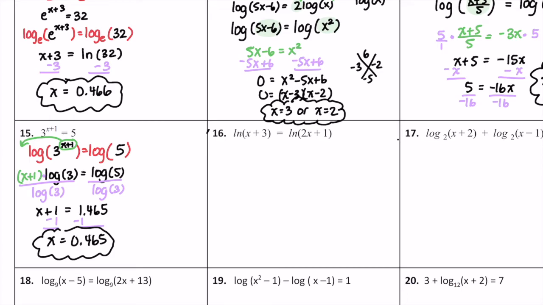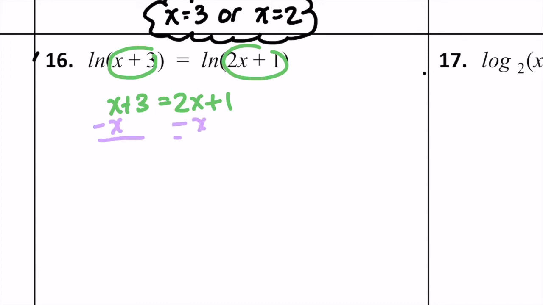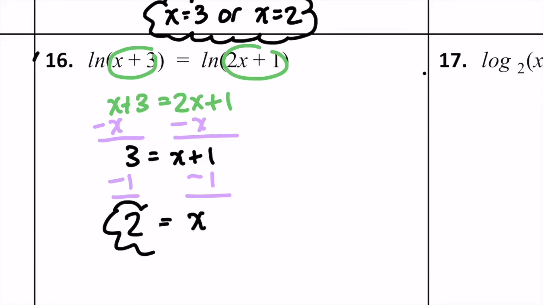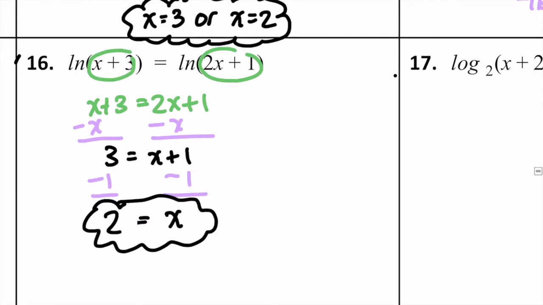Okay, for number 16, I have 2 logarithms with the same base, ln, so log base e on both sides, that are equal to each other, which means their insides need to be equal to each other. So I can write the equation, x plus 3 is equal to 2x plus 1. I'm going to solve for x, subtract x on both sides. I get 3 is equal to x plus 1. I'm going to subtract 1 on both sides. And I'm going to get x is equal to 2. So the answer is x is 2. I checked to see that that works in both of the logarithms. It does. The logarithms are positive inside.